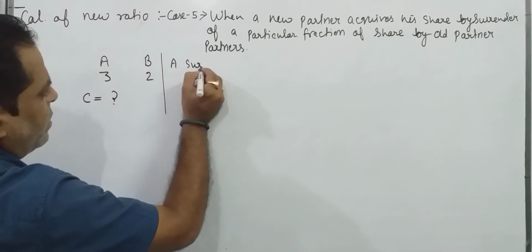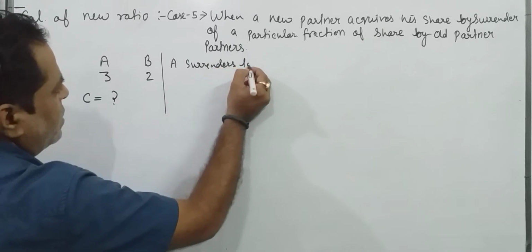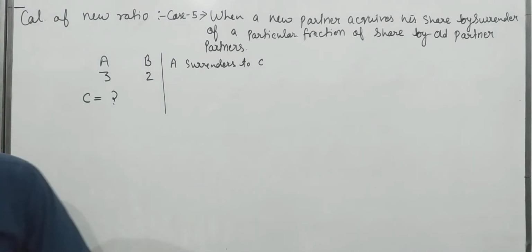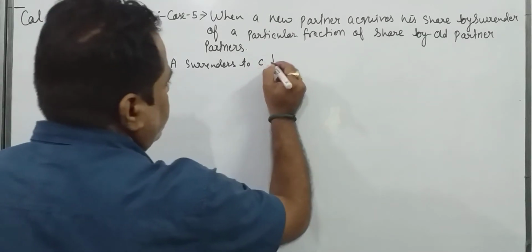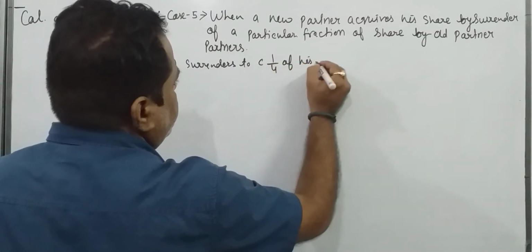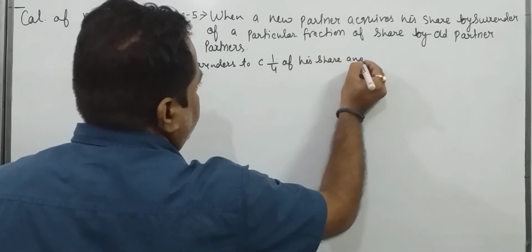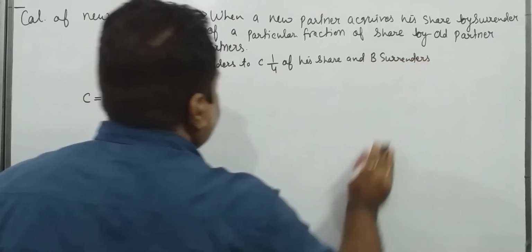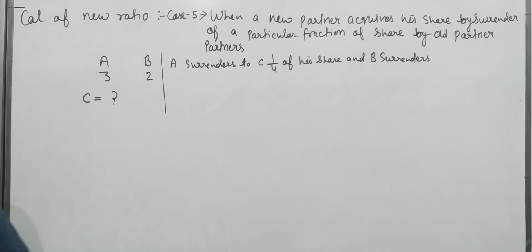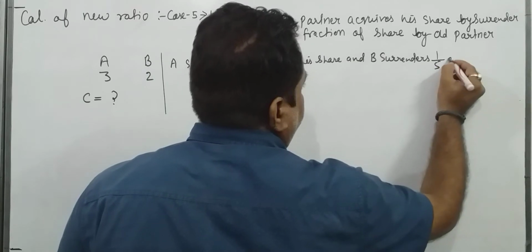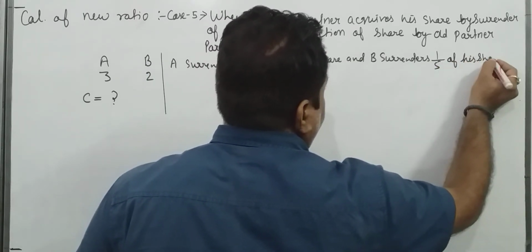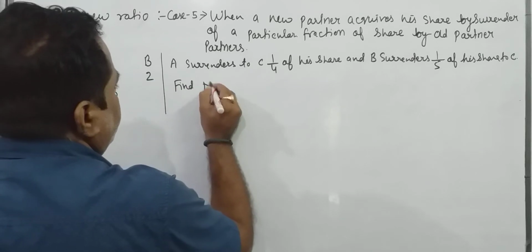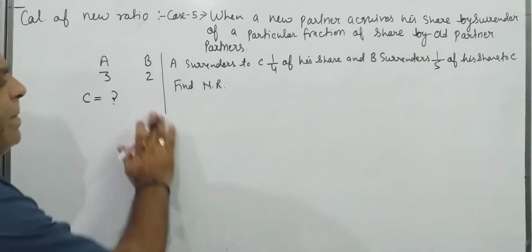A surrenders to C 1/4 of his share, and B surrenders 1/5 of his share to C. Find new ratio. Okay. Now this is my example.